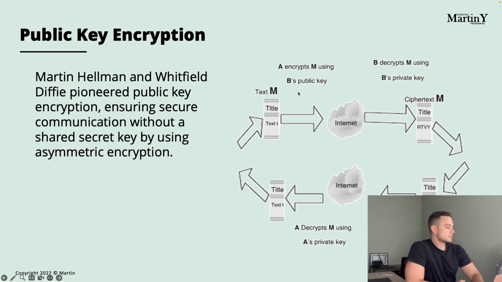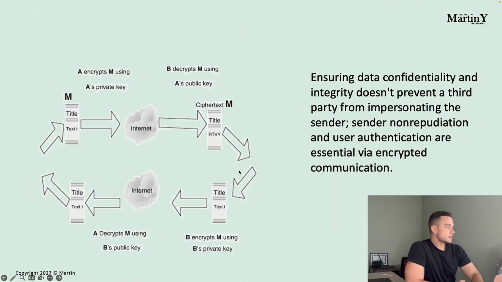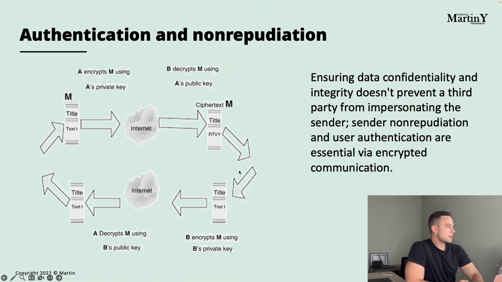So to fix this issue, we can do the following. A can encrypt the message M with a private key instead of with a public key. So once A encrypts the message with the A private key and sends it to B, then B can decrypt it with the public key.